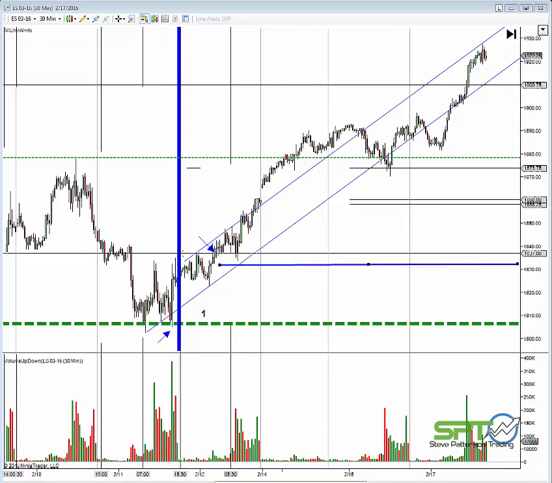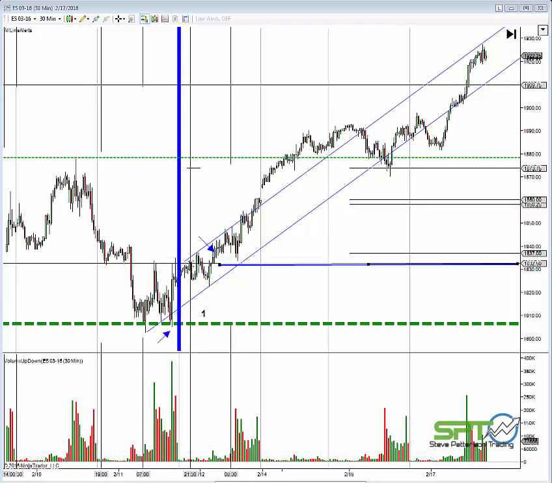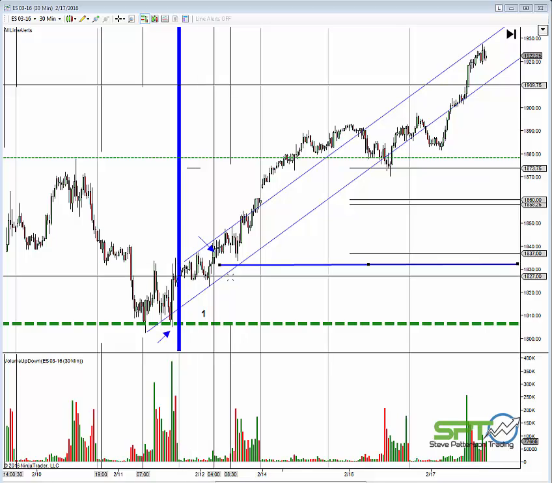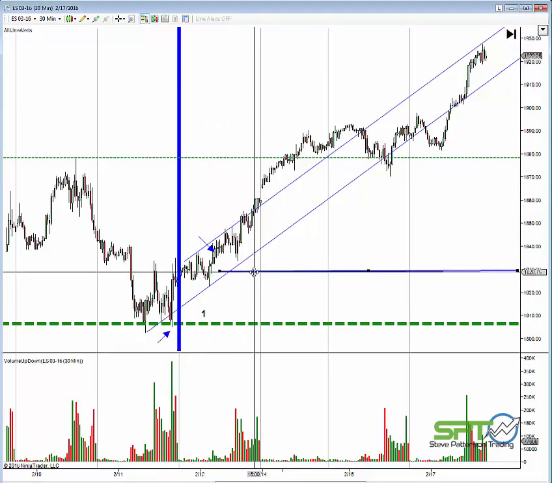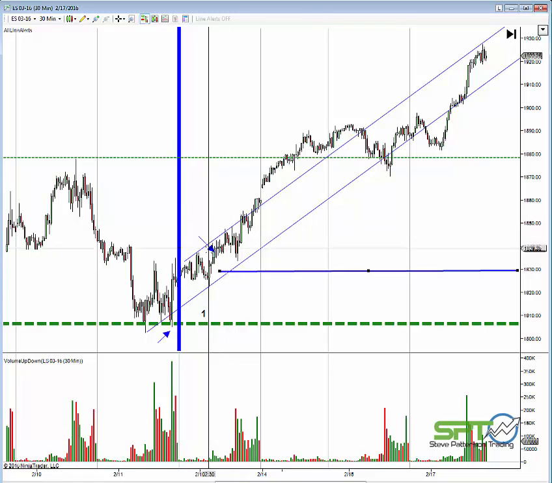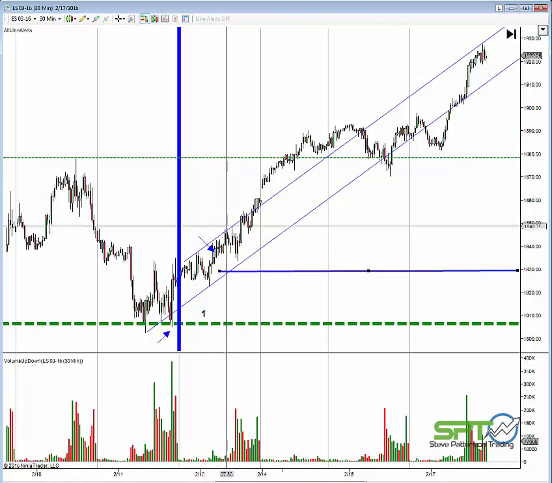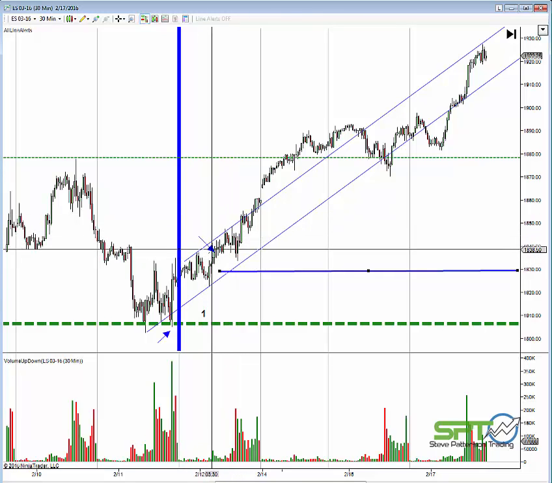Rather than buying here at 1837, I would have preferred to buy down here at 1832 or 1833. Okay, because now my average price is even that much safer. It's just a personal taste. Okay, it's completely up to you. Feel free to buy on breakouts. A lot of people do. I don't. Okay. All right.